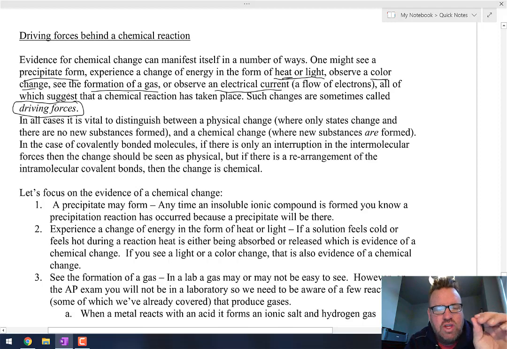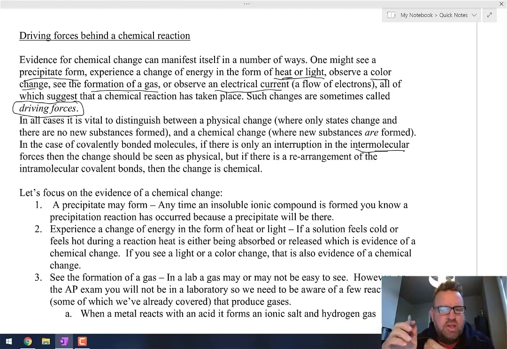Okay, and make sure that you know the difference between, remember what a physical change is when you're only changing states from solid, liquid to gas, and a chemical change. Okay, in the case of covalently bonded molecules, remember if there's only an interruption in the intermolecular forces, that's a physical change. Okay, that means you're breaking or forming new intermolecular attractions, but it's still the same chemical compound. But when you break bonds and form new bonds, then that's a chemical change.